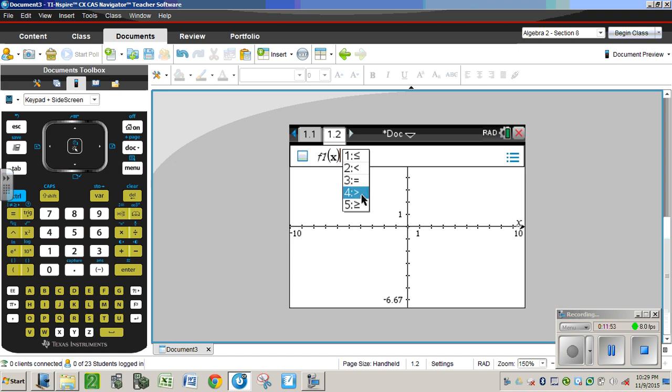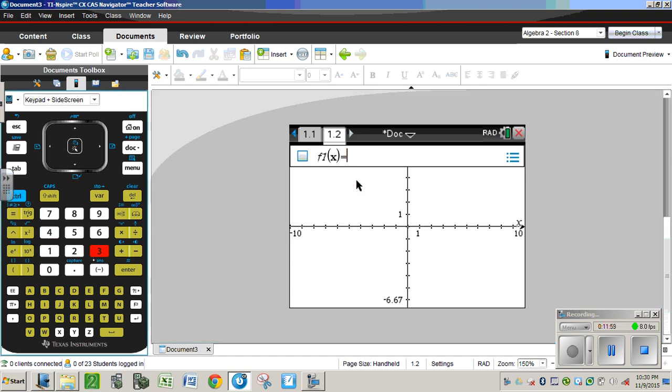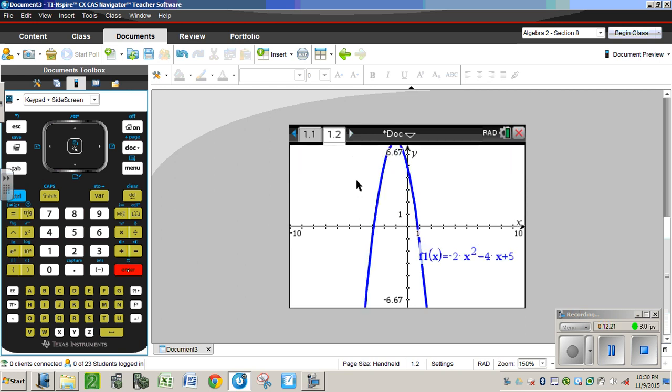So what we're going to do right now is stick back to our equal sign, so we can get a table of values, and then we'll come back and I'll show you how you can shade on your calculator. So this was negative 2x squared minus 4x plus 5. Okay, so that's what our parabola should look like.